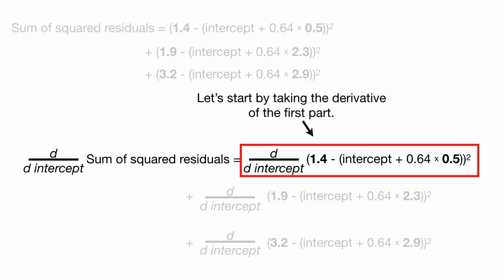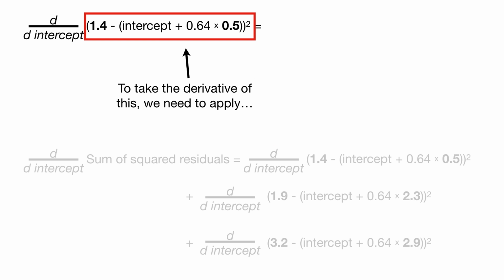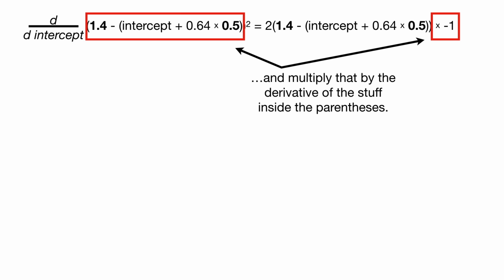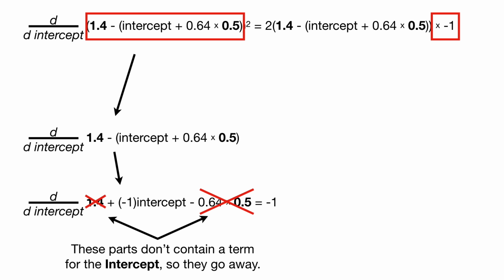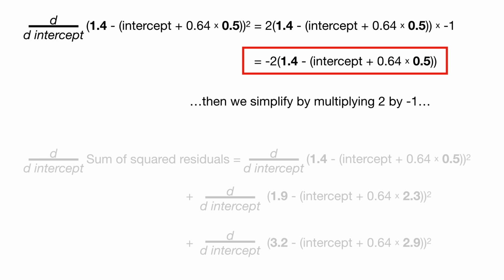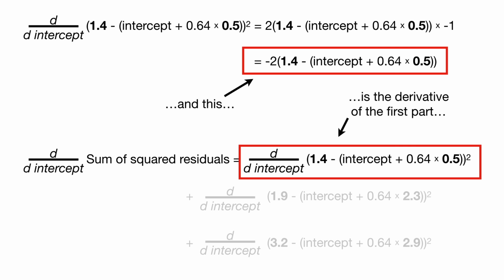Let's start by taking the derivative of the first part. First, we'll move this part of the equation up here so that we have room to work. To take the derivative of this, we need to apply the chain rule. So we start by moving the square to the front and multiply that by the derivative of the stuff inside the parentheses. These parts don't contain a term for the intercept, so they go away. Then we simplify by multiplying 2 by -1. And this is the derivative of the first part.